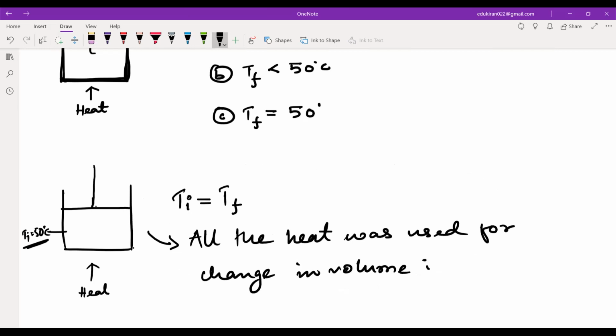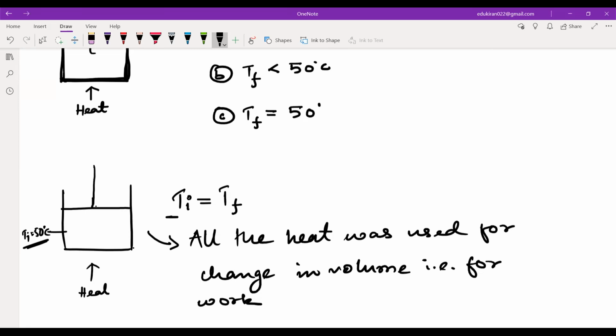Yes, sir. That is for work, right? Because if you are heating something, what is going to happen? The temperature will increase. But if we increase the temperature and then we also increase the volume, then temperature is going to go down. If the temperature is going down, that means you're doing work. That means whatever heat you are giving is being converted into work rather than into temperature.